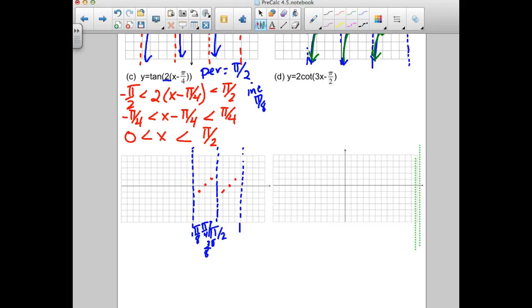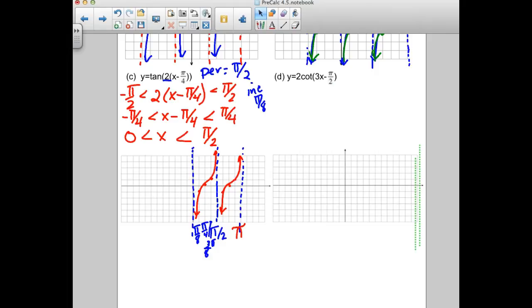Yes? All right. Where is that last asymptote? What would I label this tick mark? This would be pi? Okay. All right. Could you draw more of them if you needed to? Yeah. All right. Last one.